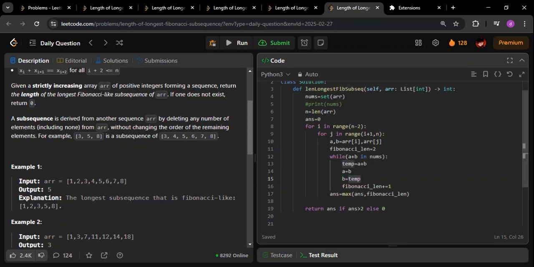Okay, now same thing again, a and b will be checked, and if it is in nums, again the same thing will be followed, and every step we are incrementing the length by 1. Okay, at last, once we come out of this particular while loop, what we are doing is we are trying to record the length that we have got in our answer. Okay, this is a very simple solution.